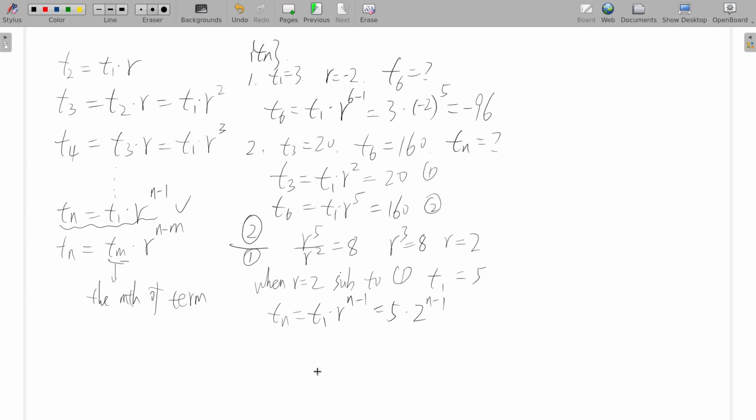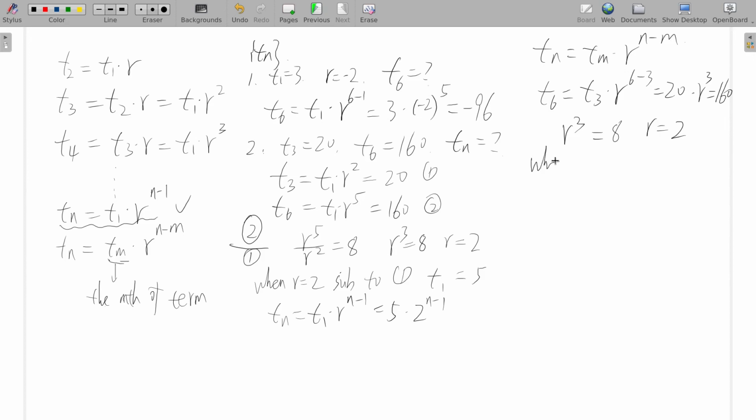That's it. We can also use another way, because we know Tn equals Tm times r to the power of n minus m. So we get T6 equals T3 times r to the power of 6 minus 3. So it equals 20 times r cubed, equals 160. So we get r cubed equals 8, and r equals 2 directly. Here we have no simultaneous equations.